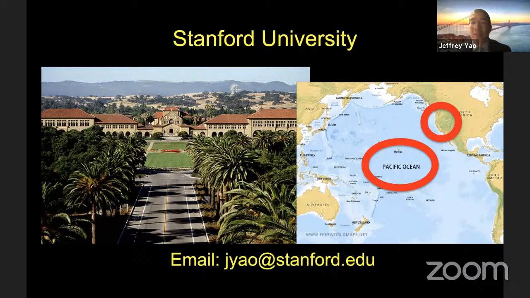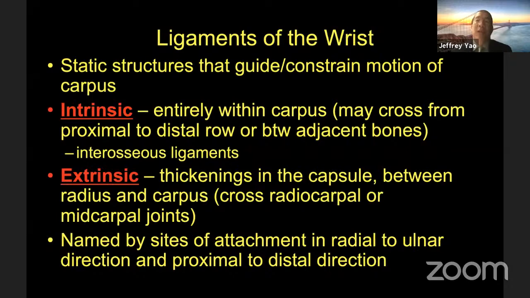I'll be talking about perilunate injuries, and I think it's always relevant to refresh the anatomy. Remember, ligaments of the wrist are static structures that guide and constrain motion of the carpus. In the wrist, we break them down into intrinsic ligaments, which are entirely within the carpus, such as the interosseous ligaments, and extrinsic ligaments, which cross the joint, either the radiocarpal joint or the midcarpal joint.